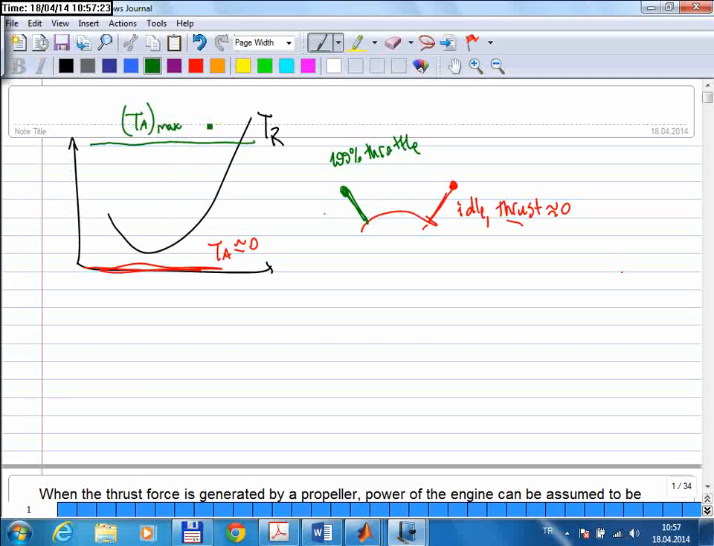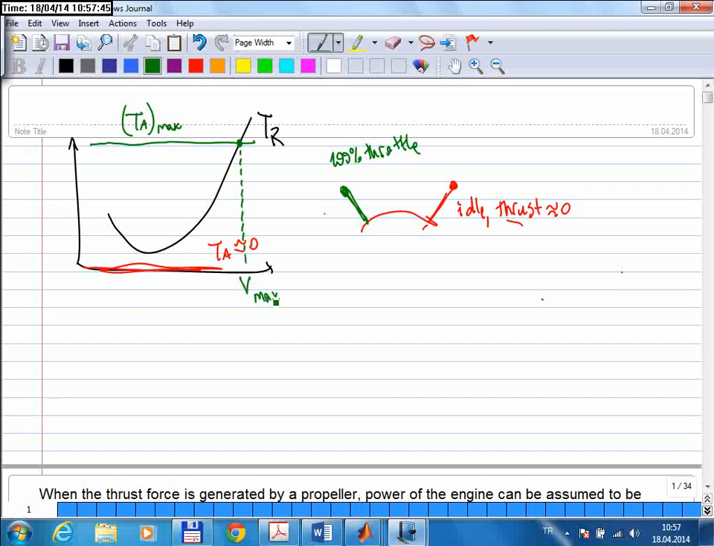So let's say the aircraft takes off and reaches a certain cruising altitude, and at that altitude, if the throttle is set at the maximum value, then the aircraft will reach a steady level flight condition. And that steady level flight condition will be taking place at this particular speed. So this is the maximum speed of the aircraft.